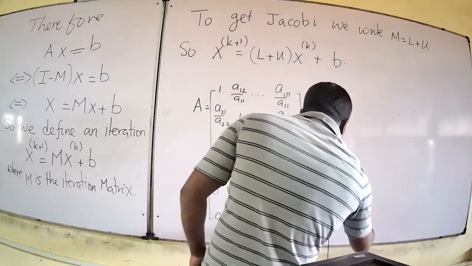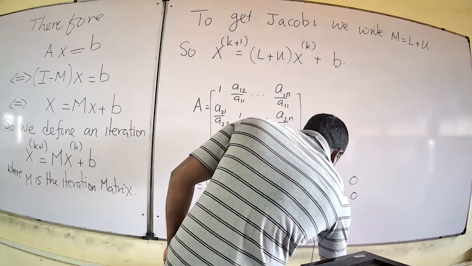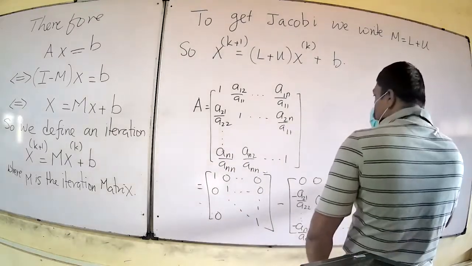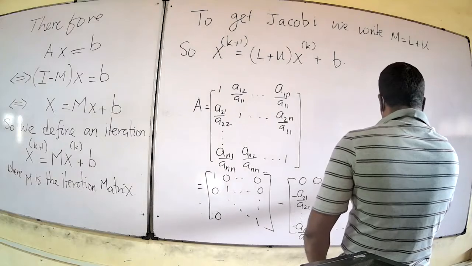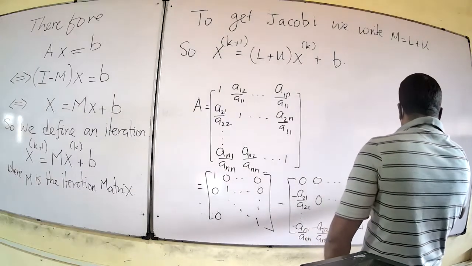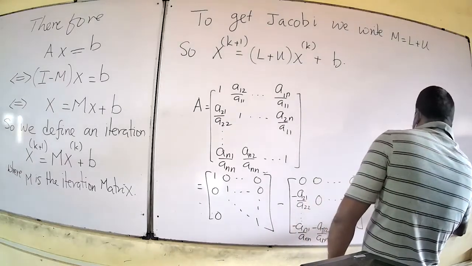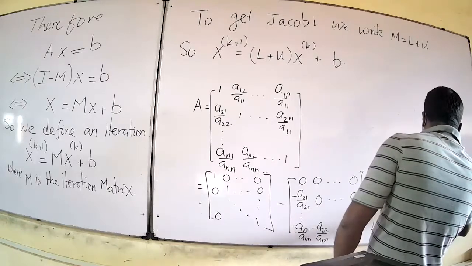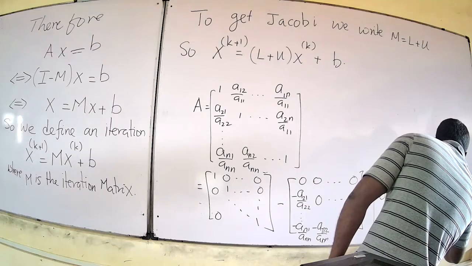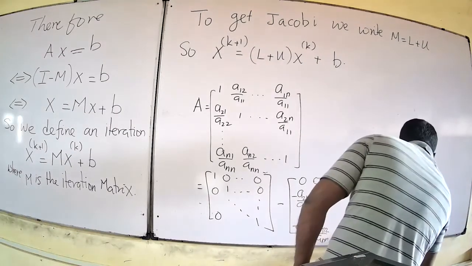This is 0, 0, minus a_n2 over a_nn, all the way up to 0. Minus, this is 0, 0, minus a_12 over a_11, all the way up to minus a_1n over a_11, 0, 0, minus a_2n over a_22, all the way up to minus, this is 0, 0, 0.